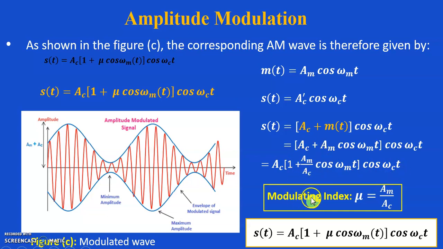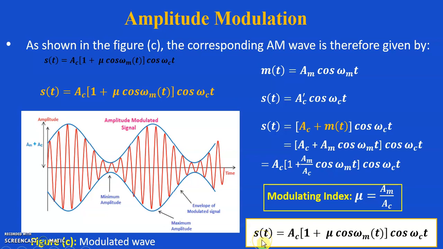Am over AC, we call it mu, which is the modulating index. This is given by the maximum amplitude of the message signal divided by the maximum value of the carrier signal. So S of t will be equal to AC brackets 1 plus mu cosine omega mt, close the brackets, into cosine omega ct.